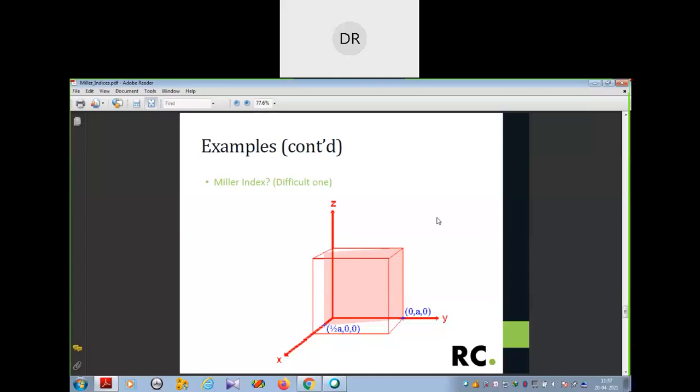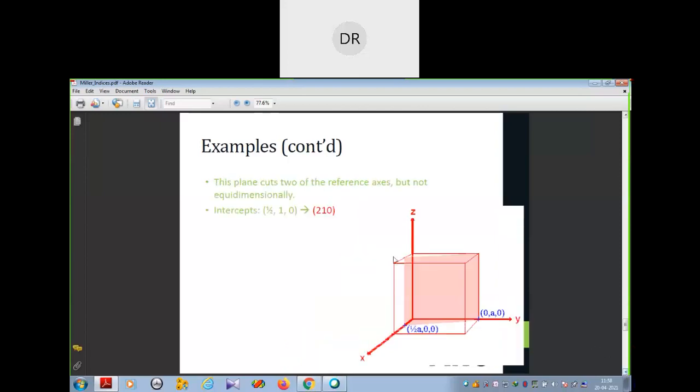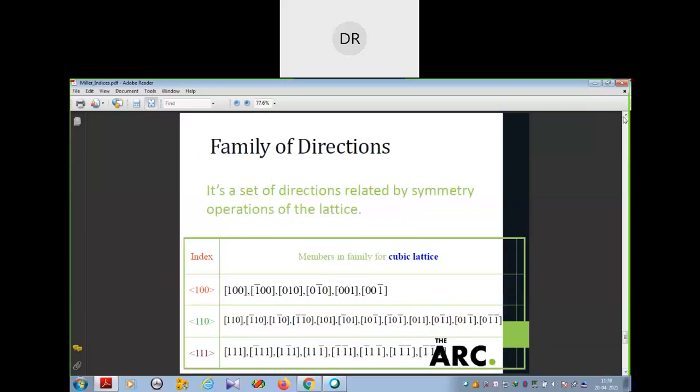Then what you have to do? You have to take the reciprocals. Then if the reciprocal is fractional, you have to multiply by a whole number so that everything becomes a whole number. Like this you have to do. See this one, then it will be clear. Intercepts will be half, 1 and 0. That means the reciprocals of the intercepts will be 2, 1, 0.